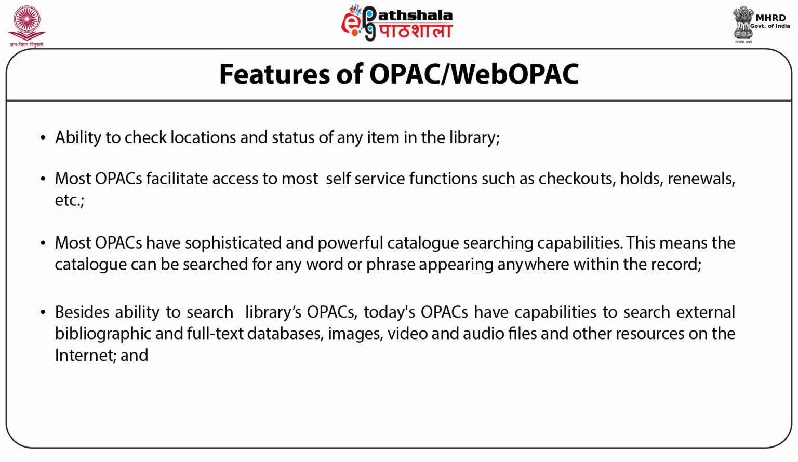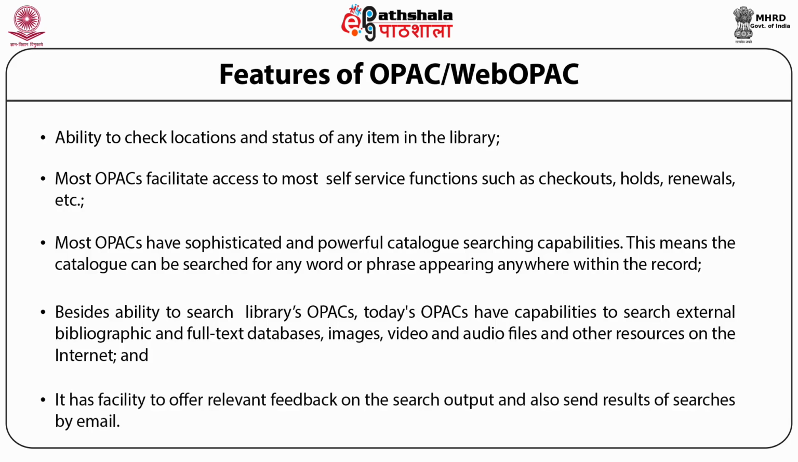Besides the ability to search a library's OPAC, today's OPACs have the capabilities to search external bibliographic and full-text databases, images, video and audio files, and other resources on the internet, and also it has the facility to offer relevant feedback on the search output and also send results of searches by email. Now let's see the characteristics of an online public access catalog.